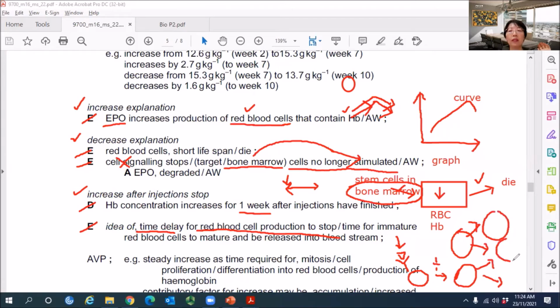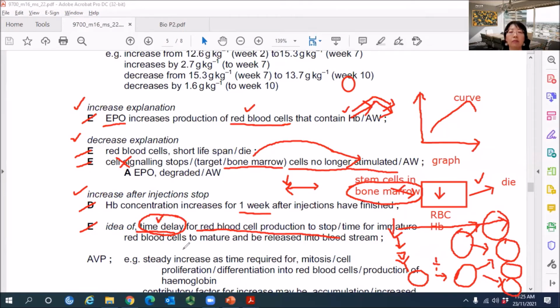And when they form the red blood cells, they will also form the hemoglobin. So from this time until this time, it takes 1 week. So that's why after injection, the red blood cell number is still increasing, because it takes 1 week for the whole process to happen. That means there's a time delay for the response. What is the response? The total concentration of hemoglobin increasing is the response.